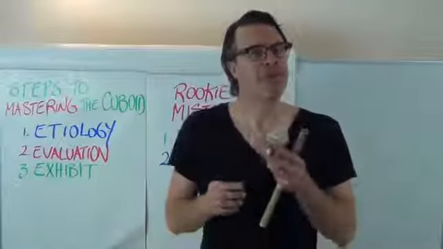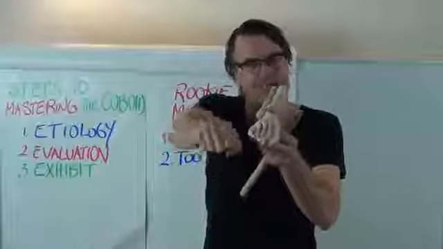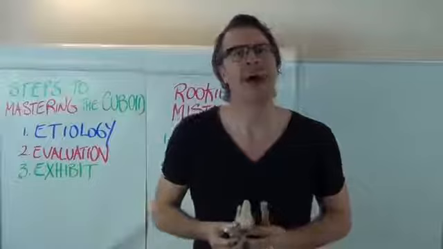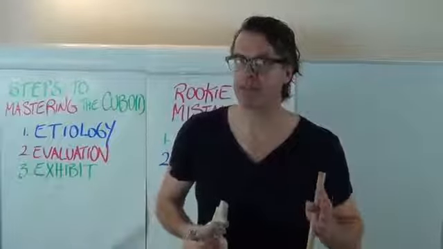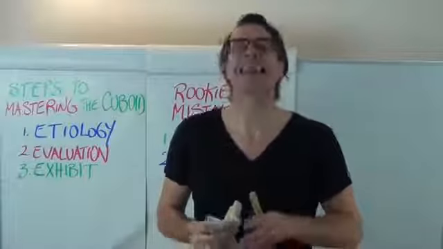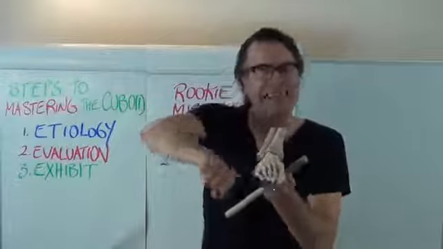Now, remember the typical displacement of the cuboid is in an everted direction. Well, we're going to now use the golf ball and gravity to mobilize the cuboid back into position by applying an inversion force to it. Cuboid has everted, we're going to invert it back.